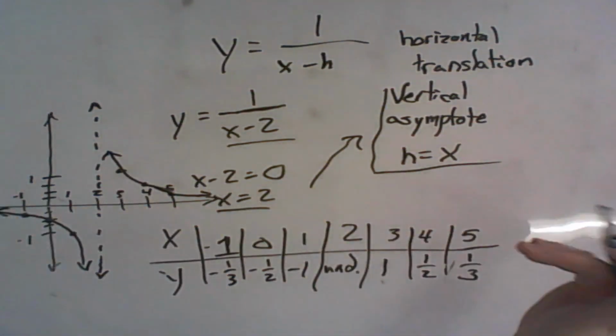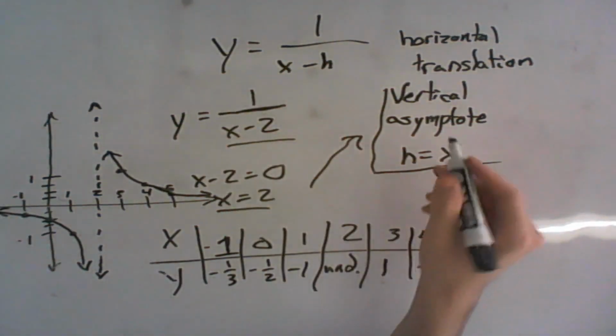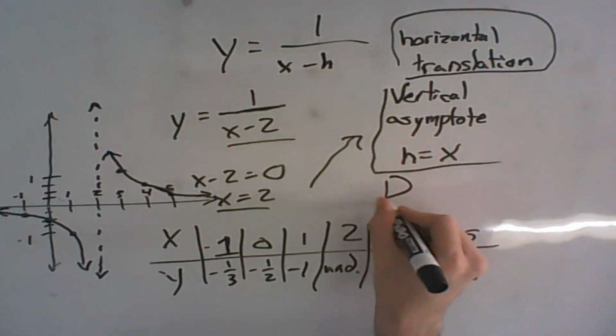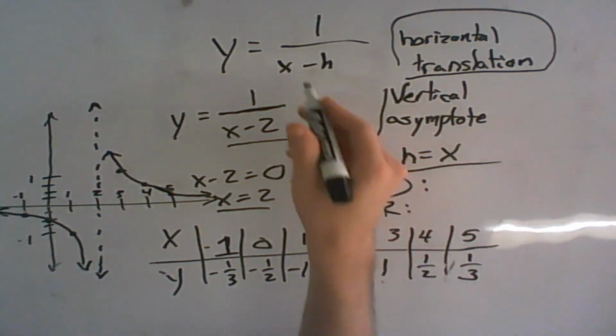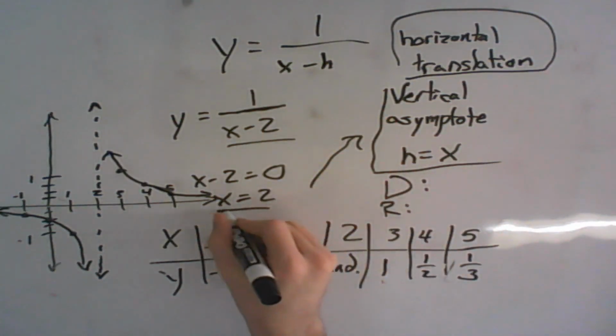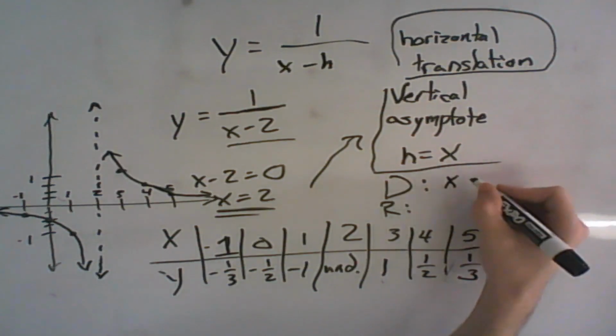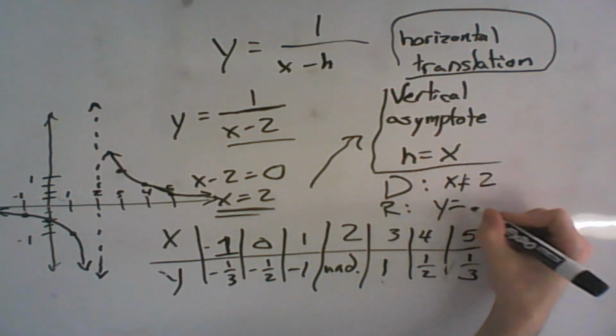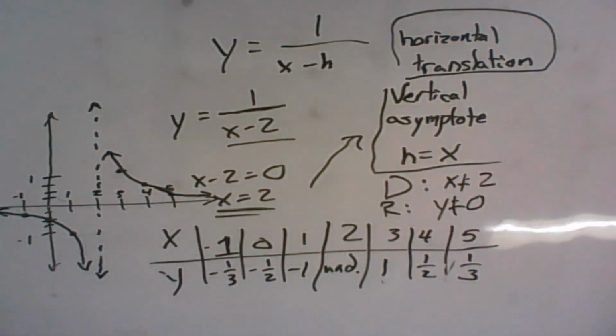Okay, so what is our change? What was the change? Our horizontal translation. Okay, what's the domain and range? So domain is affected by this h right here. So our domain is just not equal to 2. Our range is y does not equal 0. Okay? So, yeah, my apologies. Sometimes I'm messy. Or most times I'm messy.